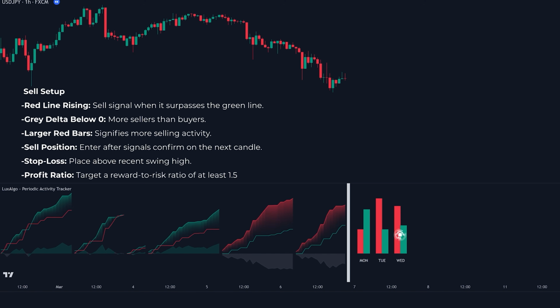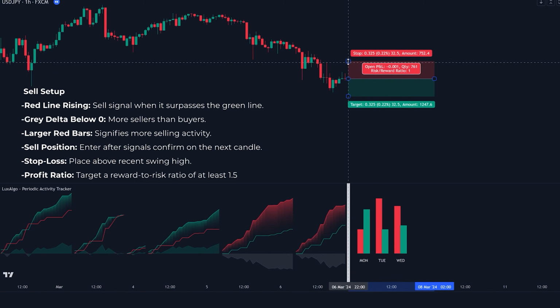Compare bars. Check that the red bars are taller than the green ones, indicating more selling activity. If you notice these three things, a rising red line, a large gray delta below 0, and bigger red bars, it might be a good idea to consider selling on the next candle.